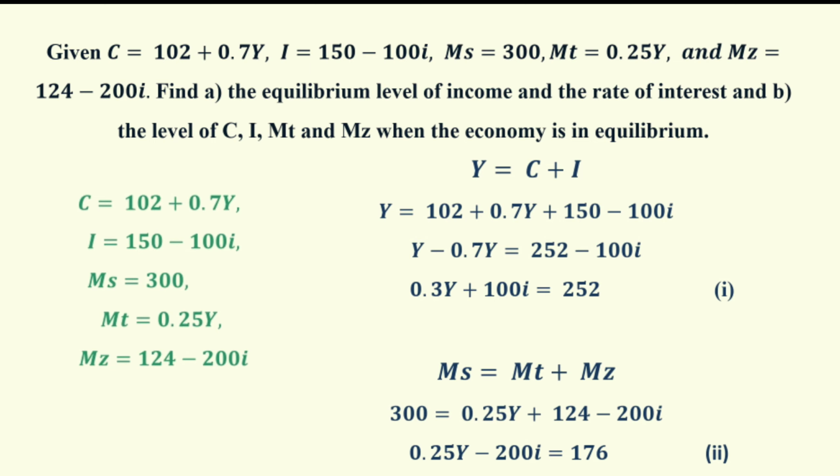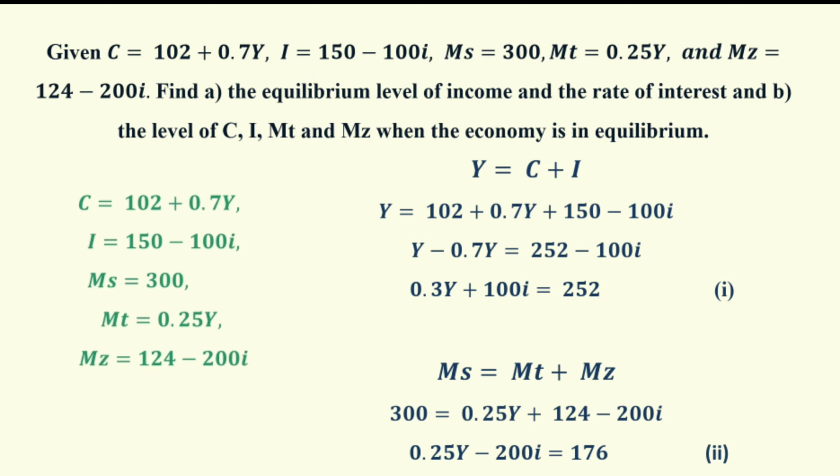That is, equilibrium exists when demand for money is equal to supply of money. That is, supply of money is equal to demand. Demand is MT, the transaction demand for money, plus MZ, the speculative demand for money. So the supply of money is given, that is 300, which is equal to the transaction demand for money, 0.25y, plus the speculative demand for money, that is 124 minus 200i.